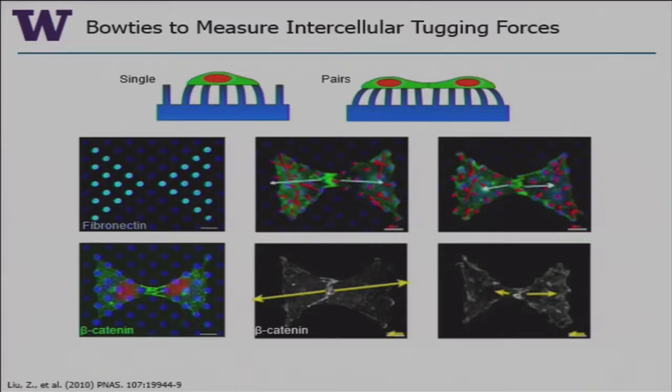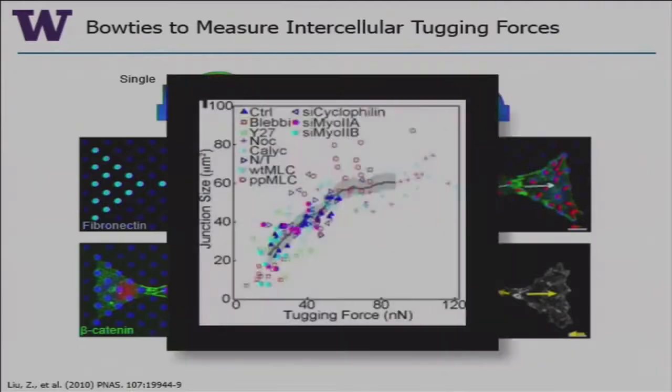So we can stamp these bow ties and allow the cells to attach and look at beta-catenin over here. And we can see that where we have large junctions, we have large tugging forces between the cells. But over here, we have small junctions and small tugging forces. So by using different manipulations, we can dial up or dial down these tugging forces and see a relationship with the junctional size. You have a trend where as you increase the tugging force between the cells, you see an increase in that junctional size.